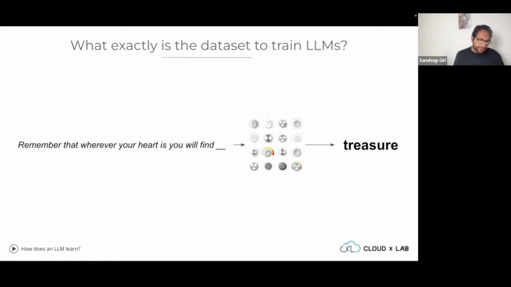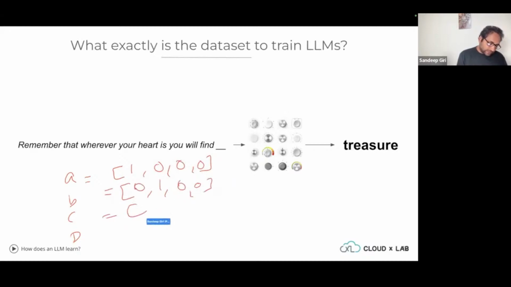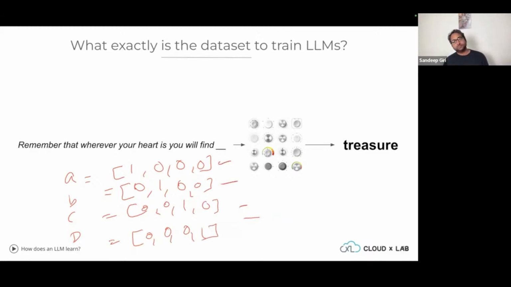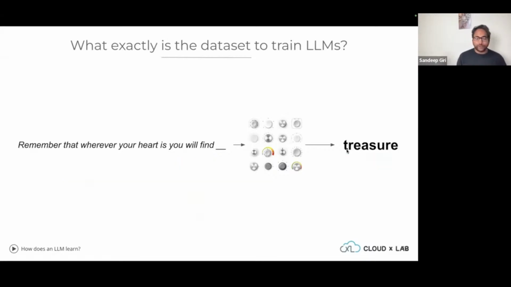Like if your dictionary had only the words A, B, C, D, we would say A is 1, 0, 0, 0. B would be 0, 1, 0, 0. C would be 0, 0, 1, 0. D would be 0, 0, 0, 1. Got it? You see that? So like that, for each word, if the dictionary size is 10,000, then you'll have a 10,000 array, and that's it. We call that one hot encoding.